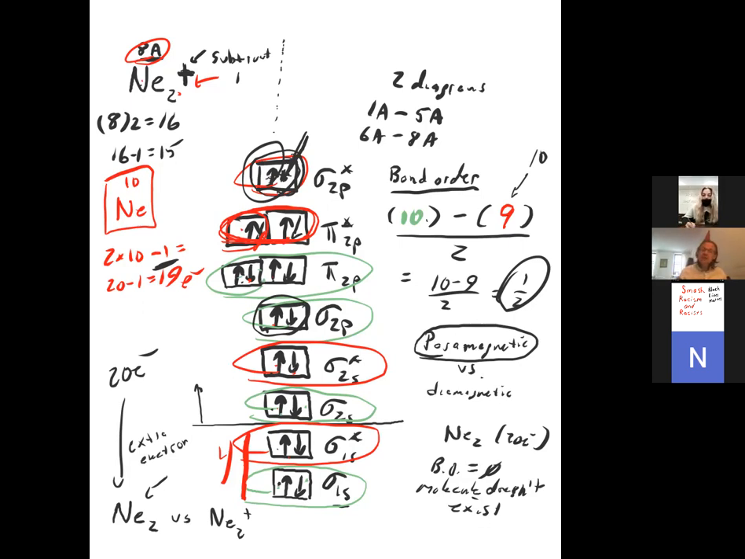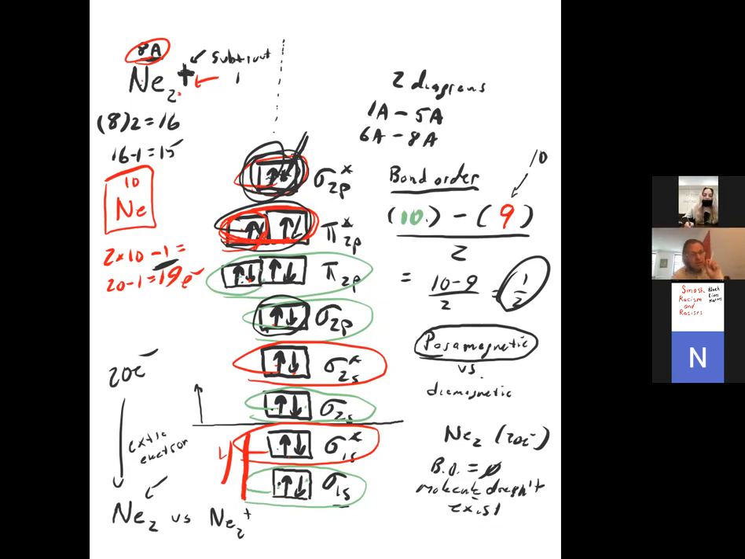People have tried to make it. And what you can find is that if you cool it down, you can make it kind of form, but then it just breaks up. It's unstable. And the reason for that from a molecular orbital theory perspective is that you have just as many antibonding electrons as you have bonding electrons. So there's no reason for it to form.